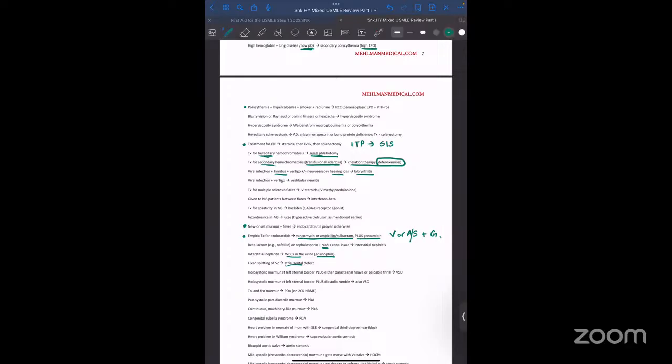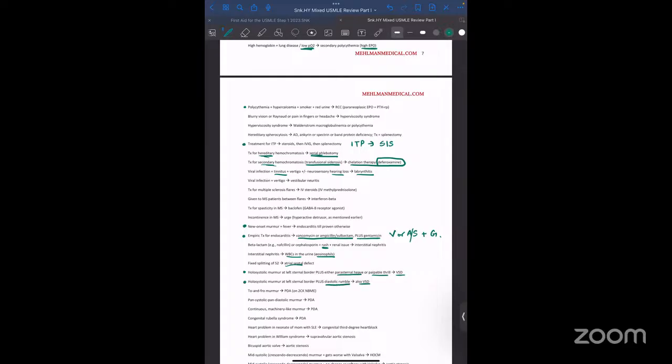One more time. Holosystolic murmur at the left sternal border plus either a parasternal heave or a palpable thrill is VSD. Yes. Holosystolic murmur at the left sternal border plus a diastolic rumble is also VSD.